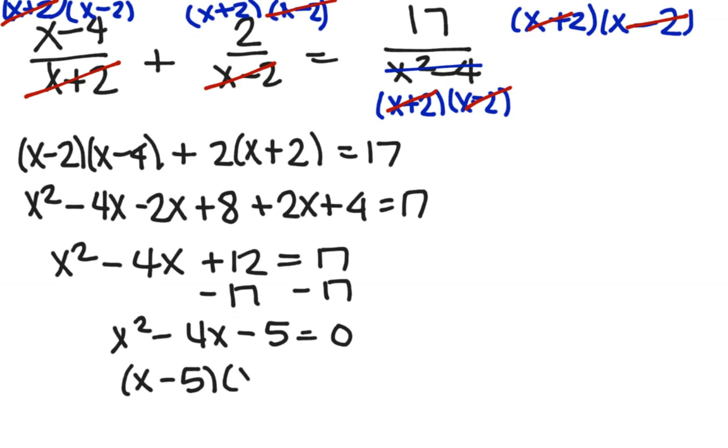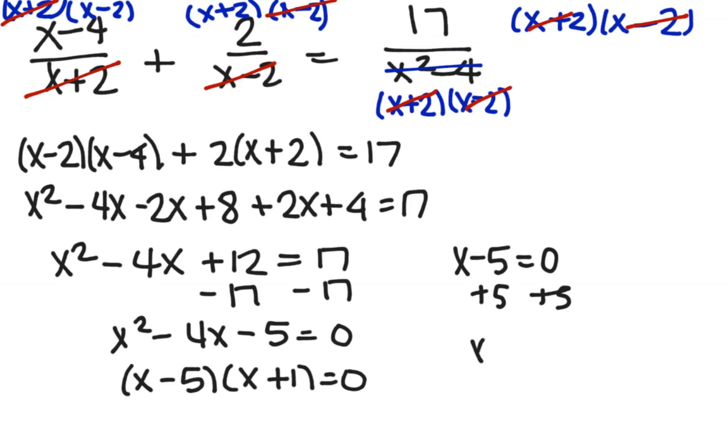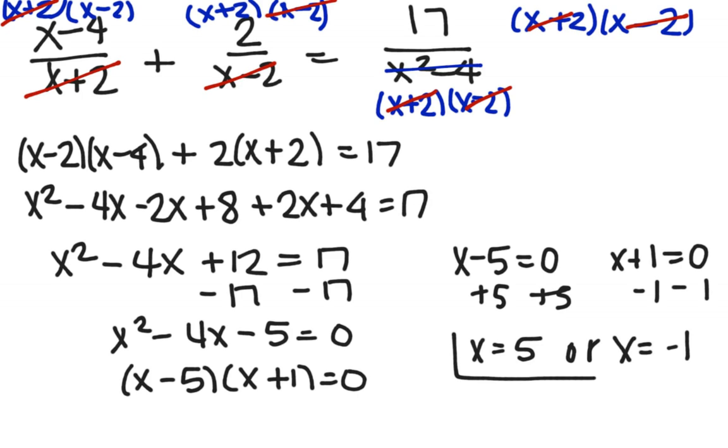This factors into x minus 5 times x plus 1 equals 0. Set each individual factor equal to 0. X minus 5 equals 0. Add 5 to each side to find out that x equals 5. We also have x plus 1 equals 0. Subtract 1 from each side, and we find out that x equals negative 1. As we're checking here, if I substitute in 5, no zeros in denominators, so that's good. We have negative 1, no zeros in denominators, that's good. So both answers in this case are good.